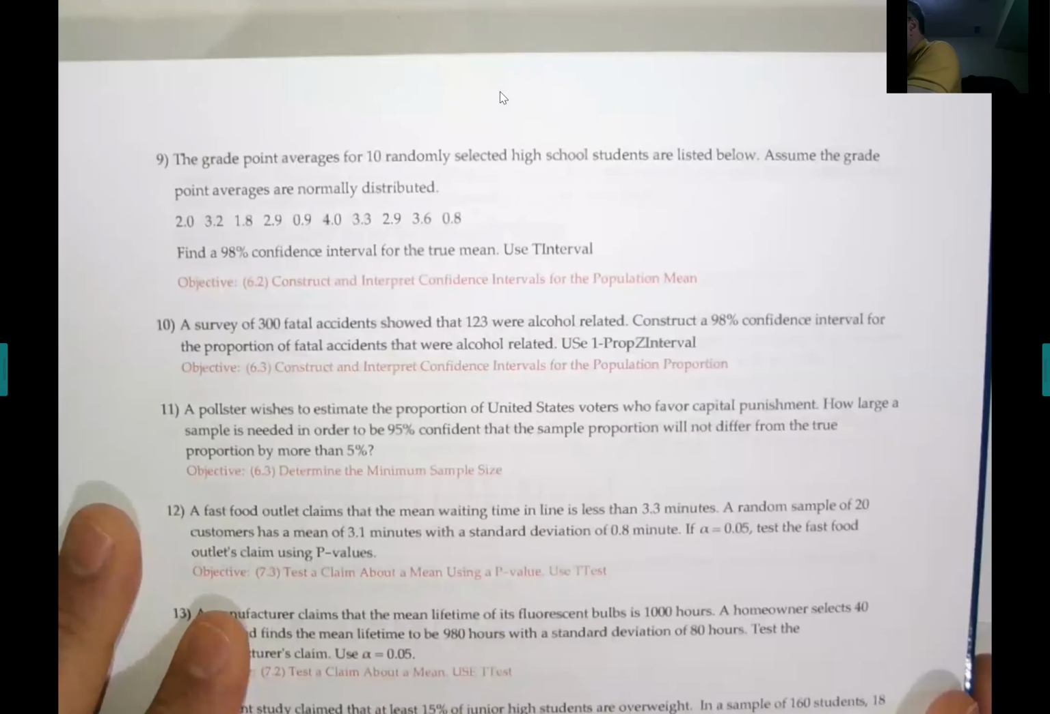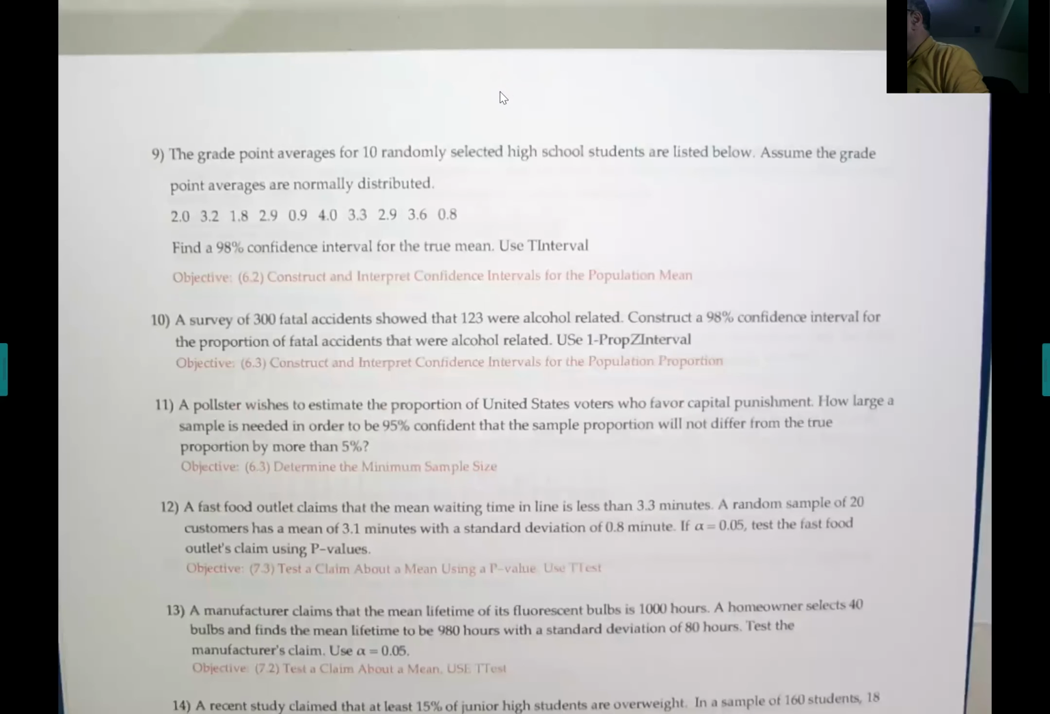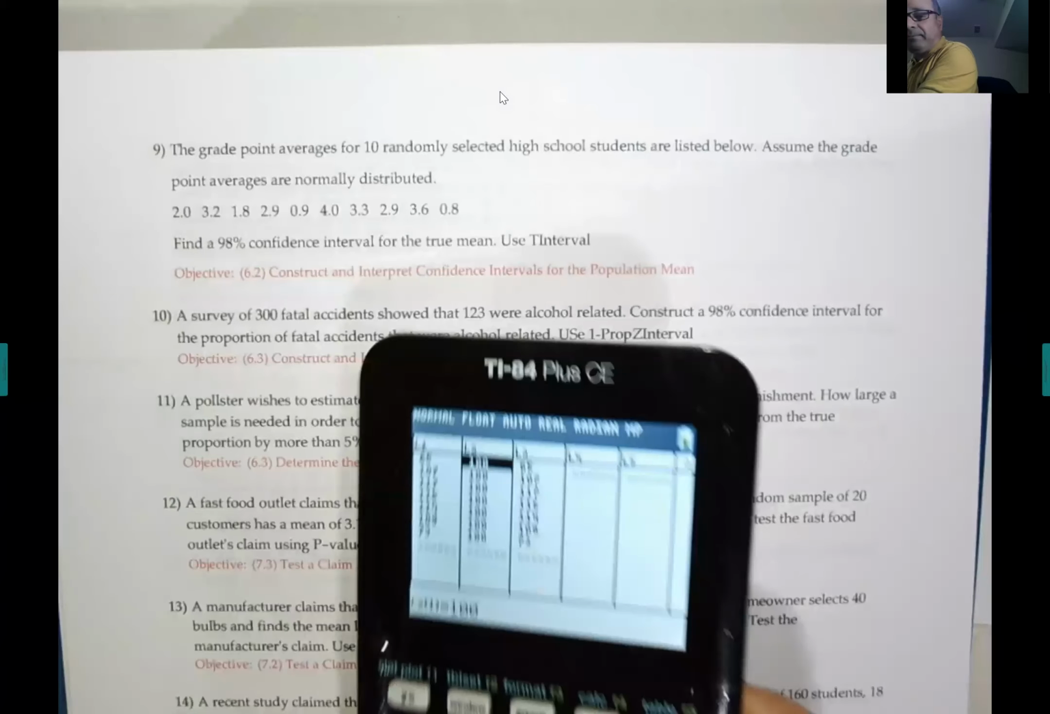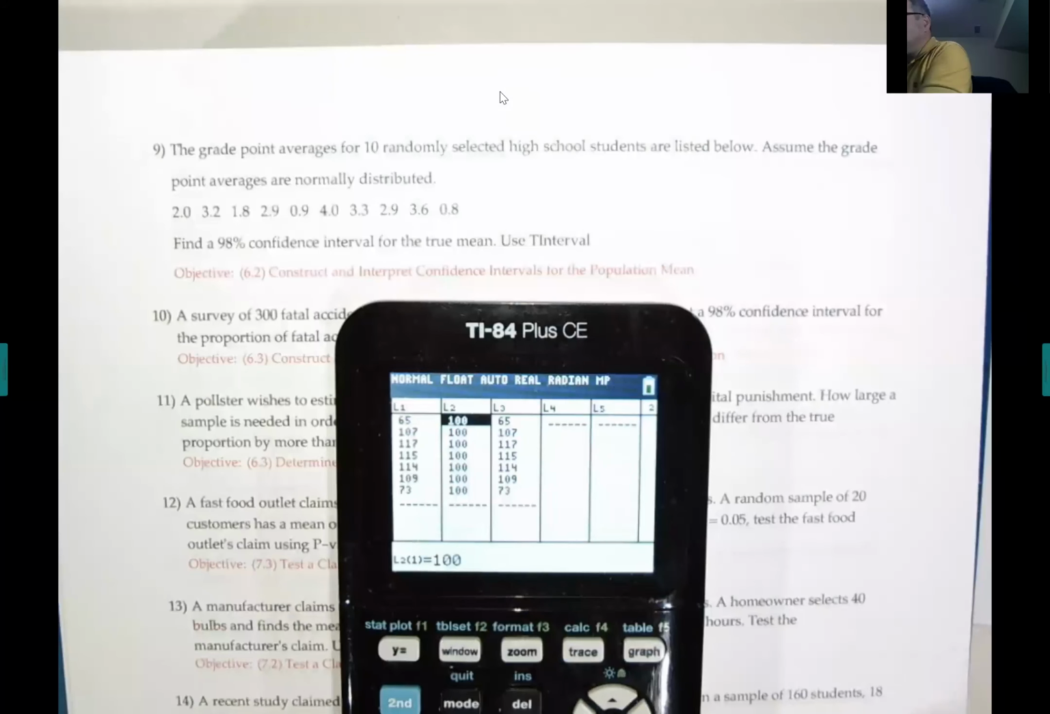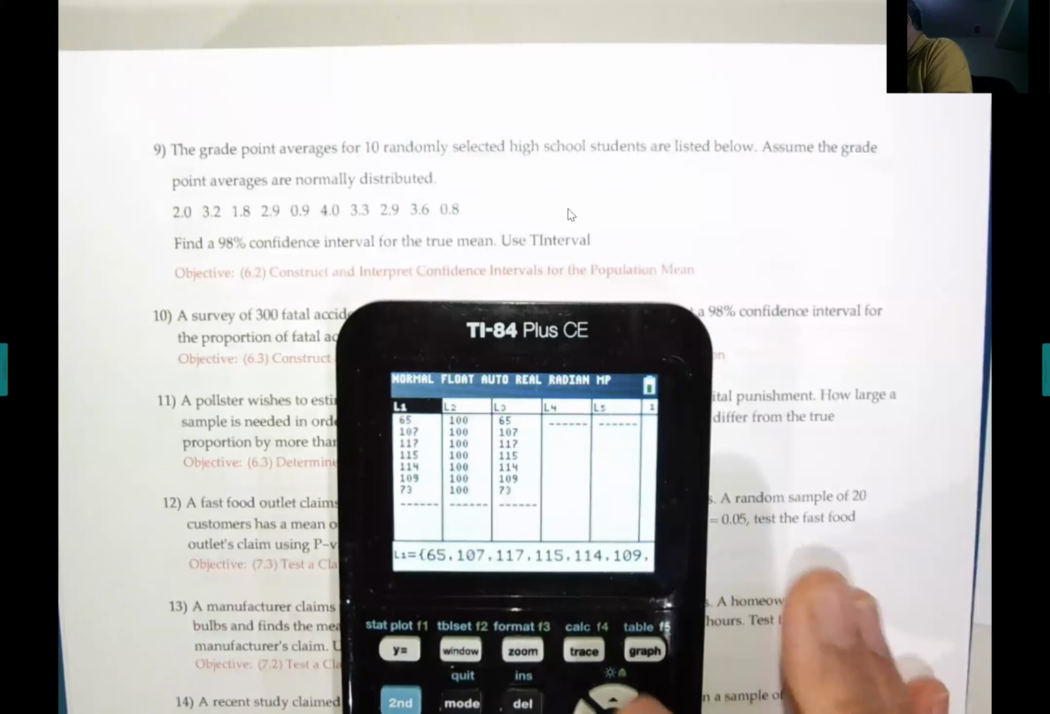9. The grade point averages for 10 randomly selected high school students are listed below. Assume that the grade point averages are normally distributed. Find a 98% confidence interval for the true mean. Guys, when he gives you a data set, right away it's a T, not a Z. So you have to use a T interval. So I'm going to input those values right now. If you have your calculator, let's do it together, and we'll answer this question. Okay, let me clear L1.